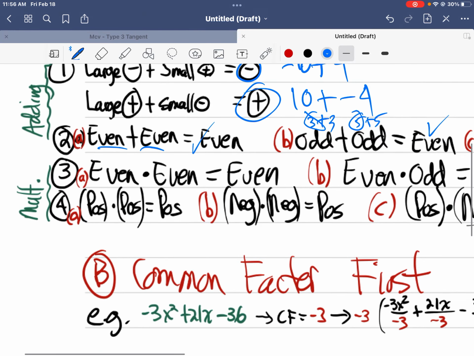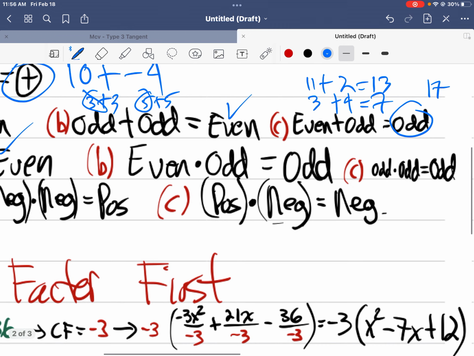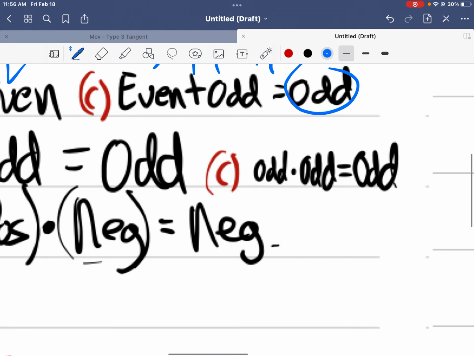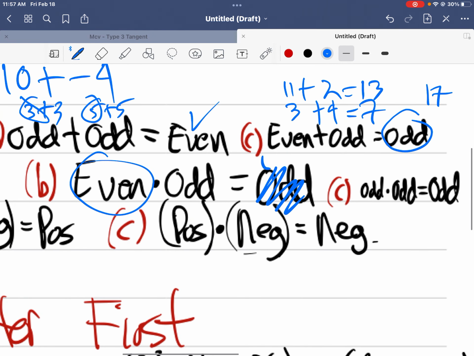Okay, what about multiplication? Even times an even, 4 times 4, 16. That makes sense. What about even times an odd? Well, again, any even number has 2 as a factor. 10 is 2 times 5. 30 is 2 times 15. 8 is 2 times 4. If 2 is multiplied by anything, it becomes an even number, okay? Oh, that's wrong. That should say even. Sorry, folks. Even times an odd is an even.